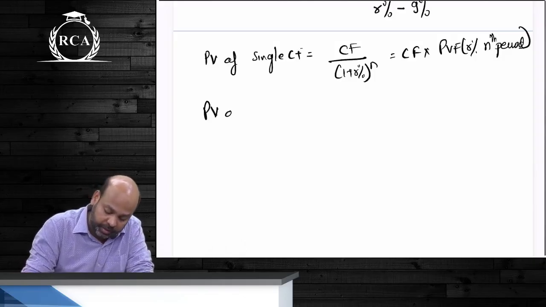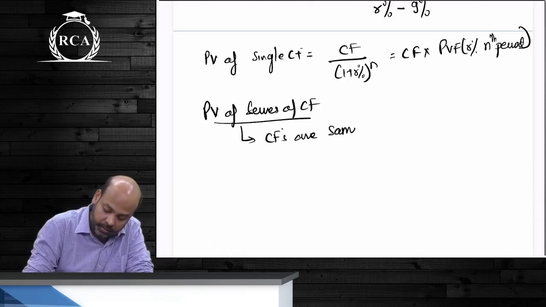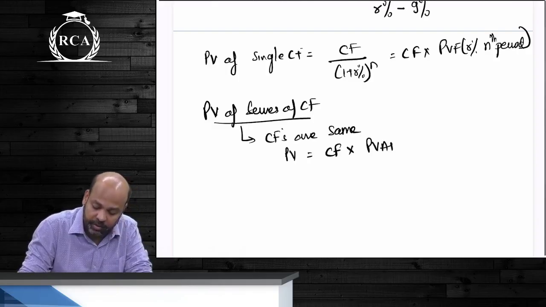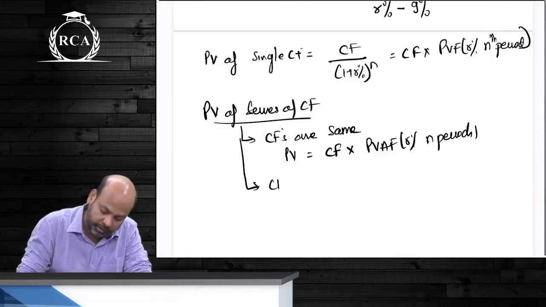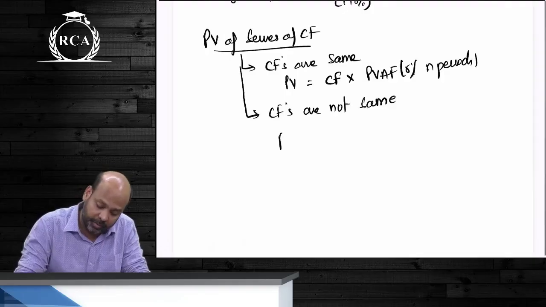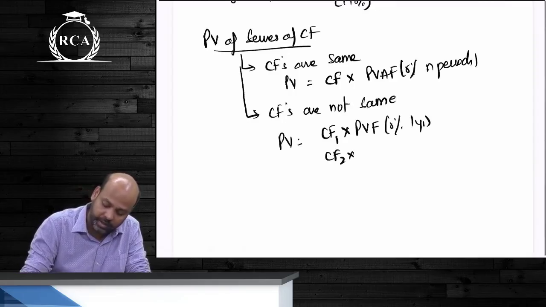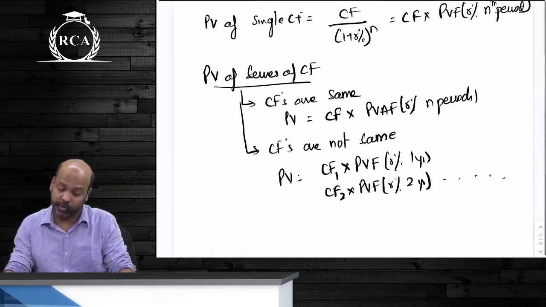If it is present value of a series of cash flows and the cash flows are same, then you can write cash flow present value beta will be equal to cash flow multiplied by present value annuity factor. Any doubt in this part? What if the cash flows are not same, guys? If the cash flows are not same, present value will be equal to, you take cash flow for year 1 multiply by present value factor, guys, for the first year. You take cash flow of second year multiply by present value factor of the second year, and so on. You will have to compute the present value of each cash flow separately.